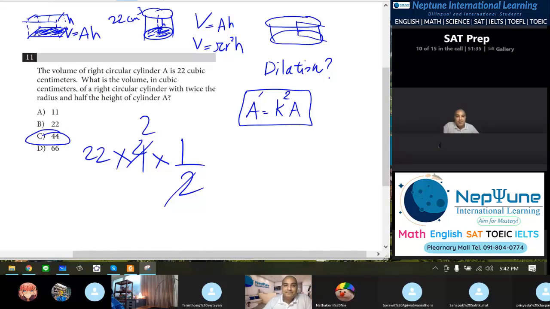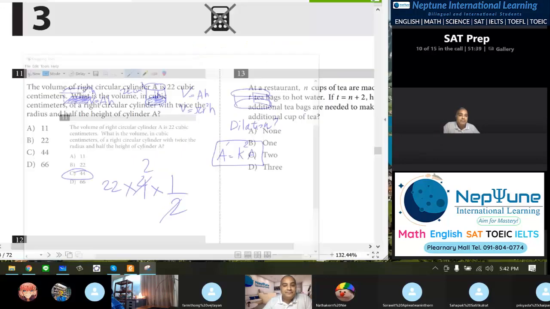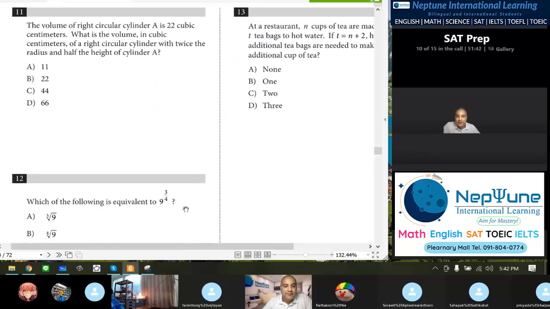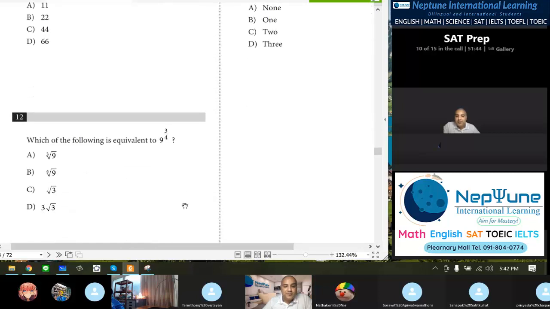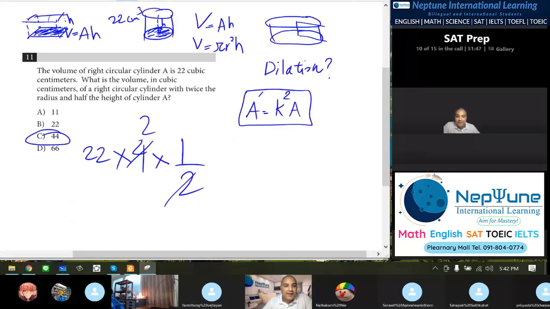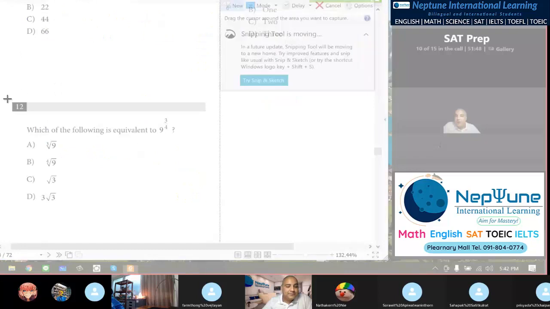Question 12. I like question 12. Index laws, monomials, and this is quite easy if you know the rule.